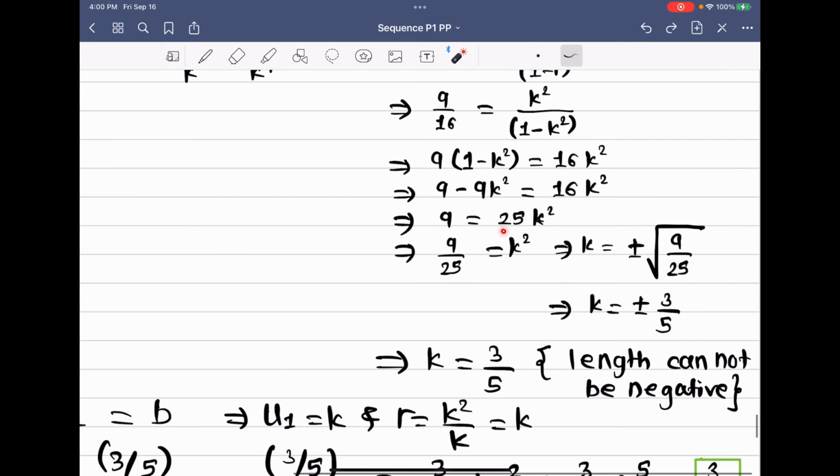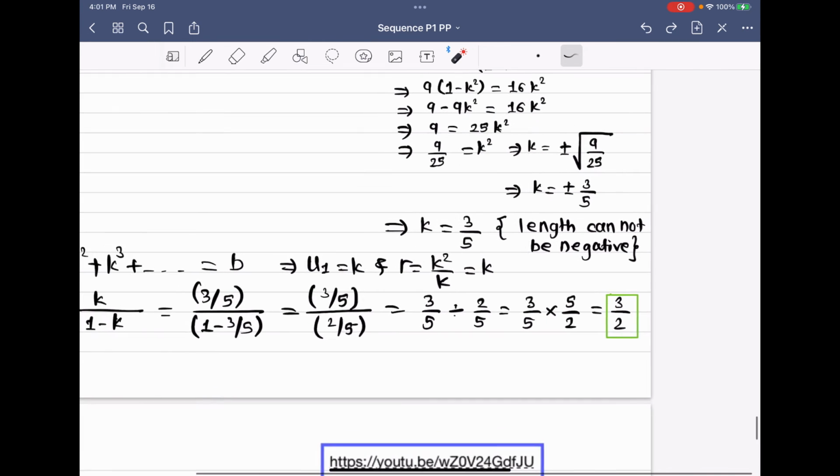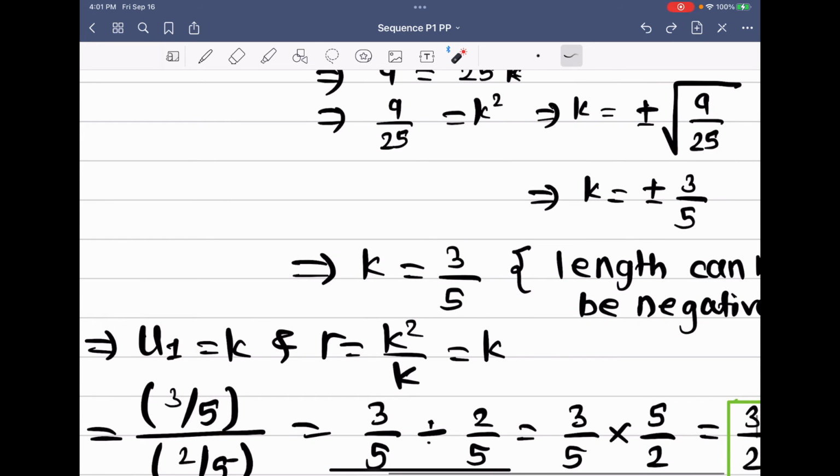Now divide both sides by 25. 9 over 25 is equal to 25k square over 25, which is k square. Whenever you take a square root, you always get positive or negative. Never ever consider only the positive value. So the square root of k square is k, but the square root of 9 by 25 is plus or minus 3 by 5. As you know, the length cannot be negative. We are neglecting the negative sign, so we are taking only the positive k value, 3 by 5.